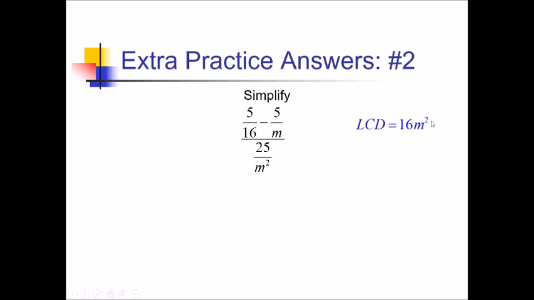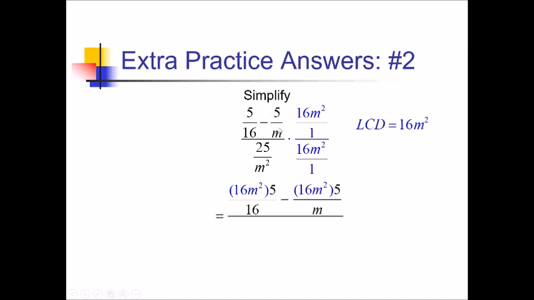So I'll do 16m squared over 1 over 16m squared over 1. That means I'm really only multiplying this whole main fraction by 1, but the way in which I'm doing it allows me to put 16m squared with each of these numerators in my subfractions. So I got 16m squared times the 5 over 16, 16m squared times this 5 over m, and then finally 16m squared times the 25 over m squared.